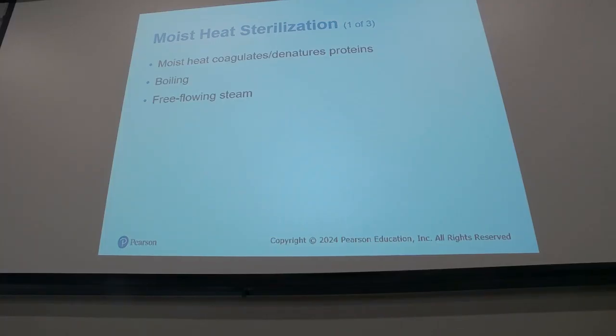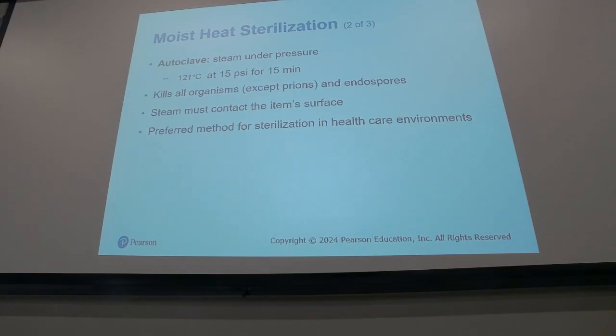Now, for moist heat sterilization, the first type of heat that we are considering. So moist heat, it denatures the proteins just as heat. And another way to say denaturing is coagulation. And we have boiling. We have free-flowing steam. And free-flowing steam, typically it is done in the autoclave. And boiling, of course, it is boiling water, for instance.